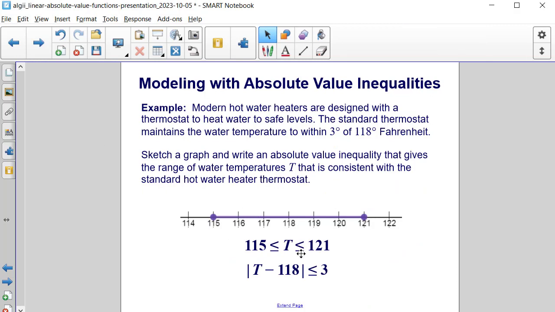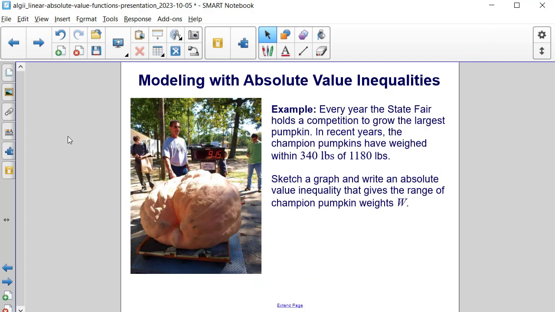And here we see the solution to the graph and compound inequality, and then the final absolute value inequality to model this example. And the solutions found do match the solutions that we found when we worked it out. Let's try another example where we are modeling with absolute value inequalities.